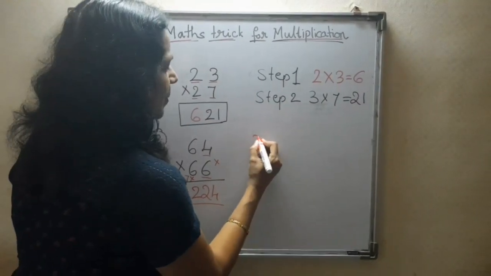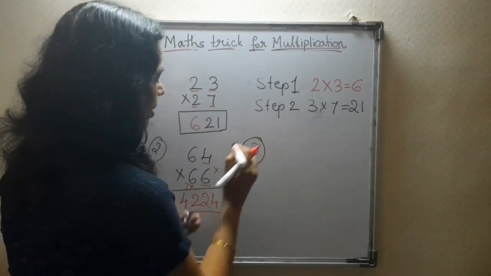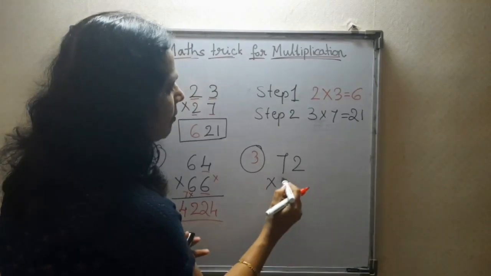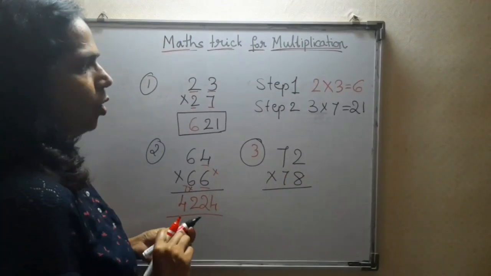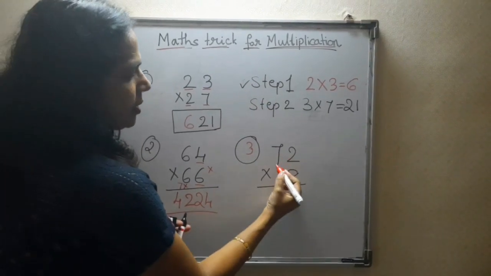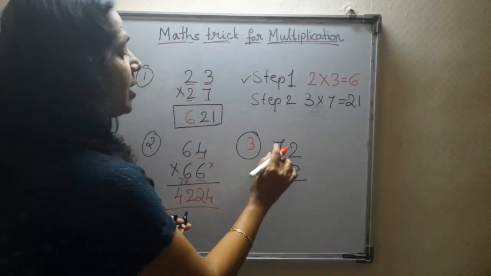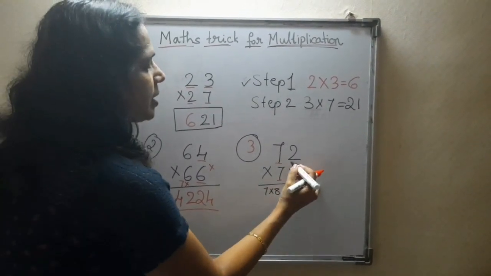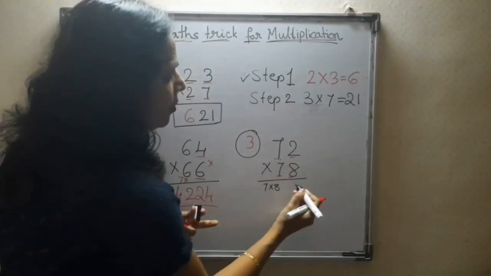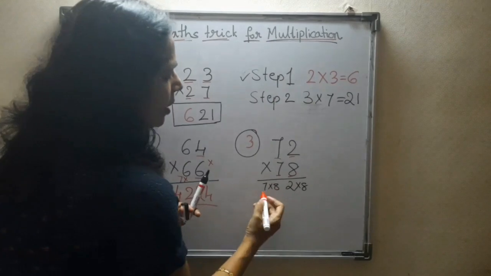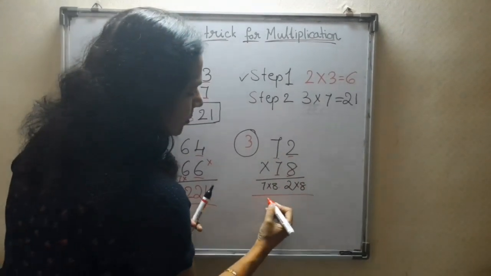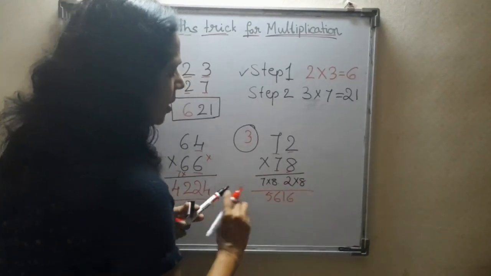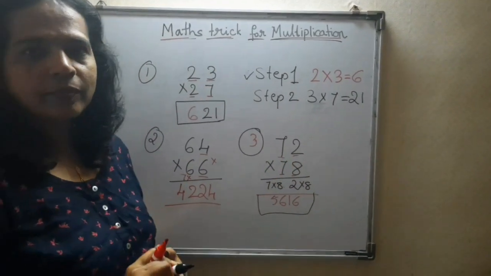Let us take another example, number 3. If I am taking 72 multiplied by 78, what is the first step? See the tens place, 7. The next number after 7 is 8. So multiply 7 into 8, which is 56. Then see the units place, 2 into 8, which is 16. This is our answer.